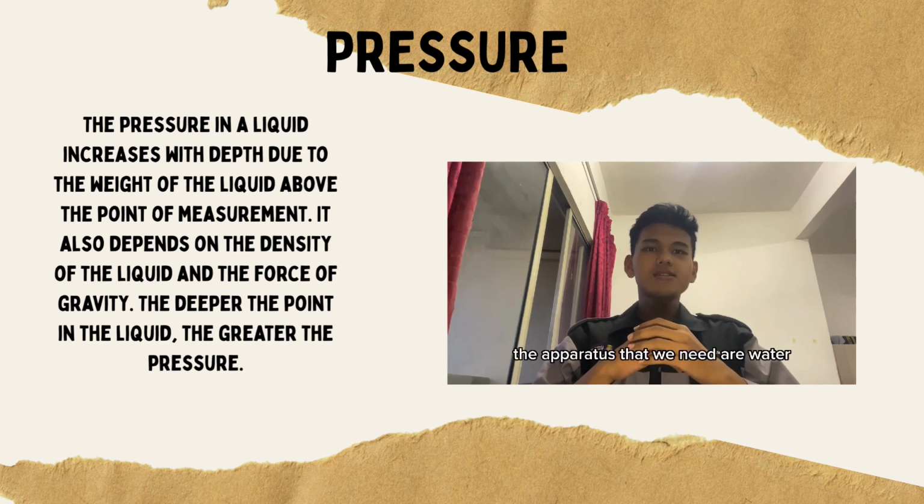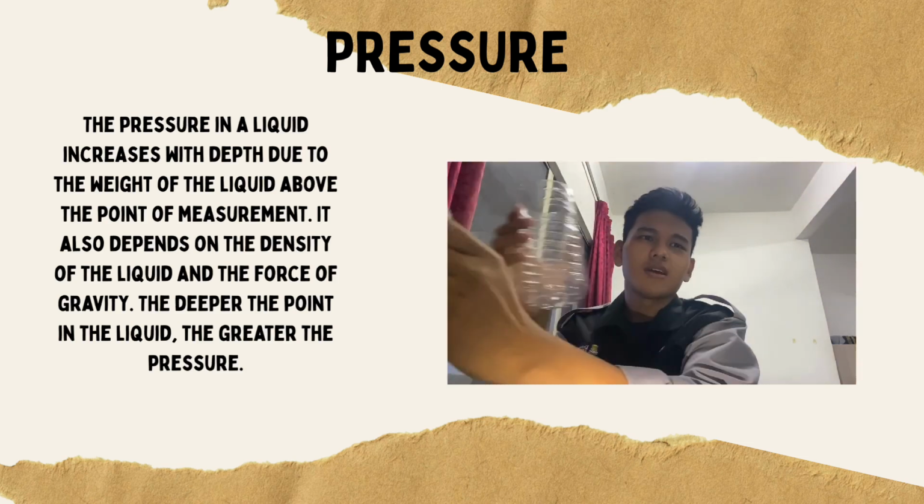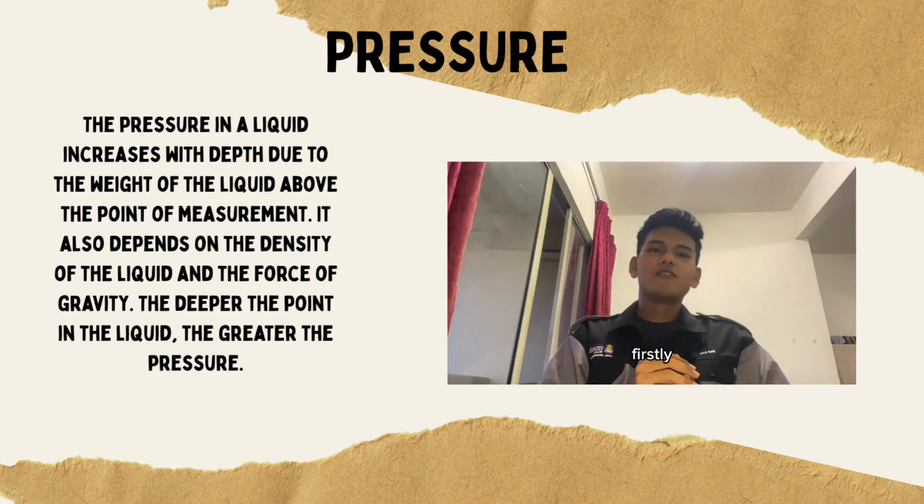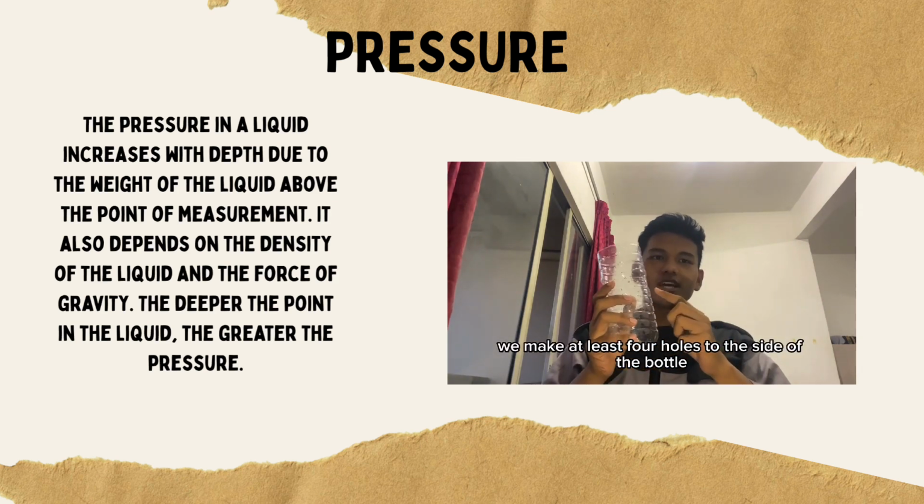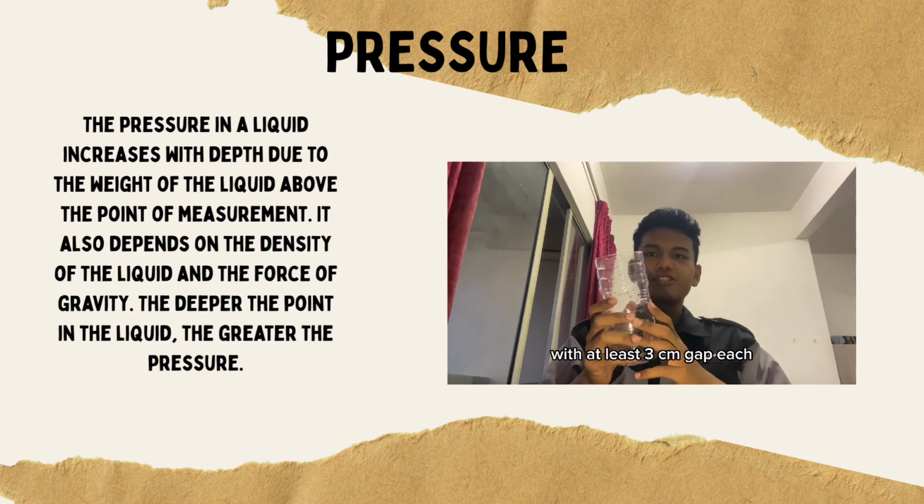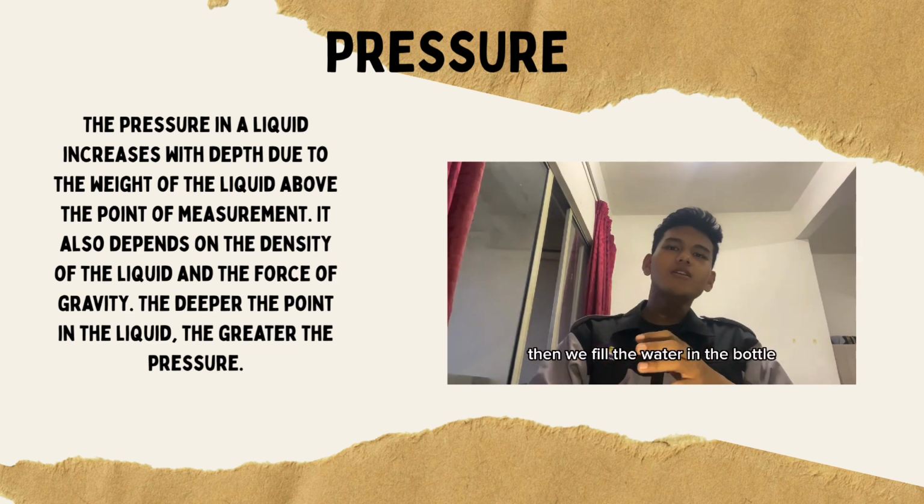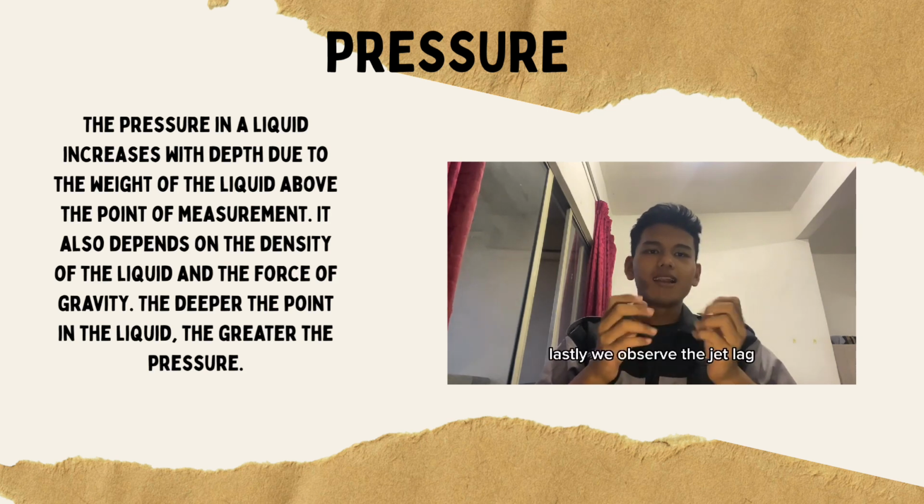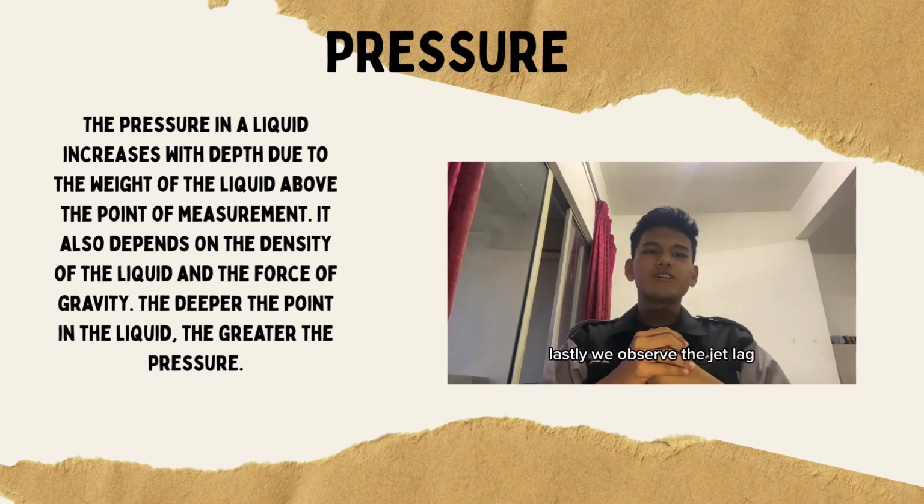The apparatus that we need are water and a plastic bottle that was cut in half. Firstly, we make at least 4 holes in the side of the bottle with at least a 3 cm gap each. Then, we fill the water in the bottle until the top of the first hole. Lastly, we observe the jet and the distance that the jet comes out of each hole.